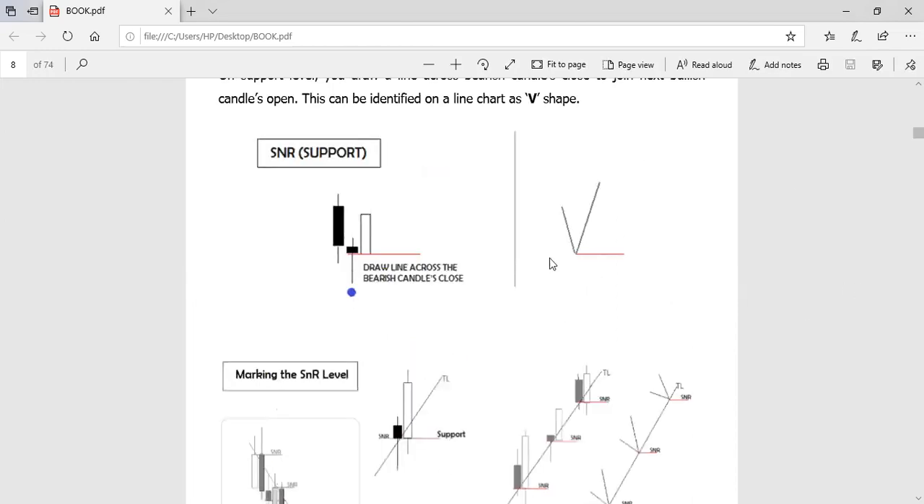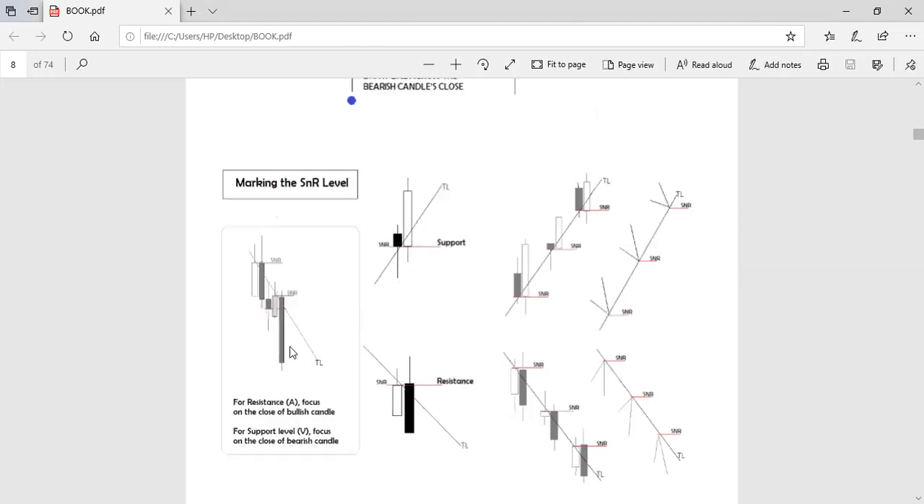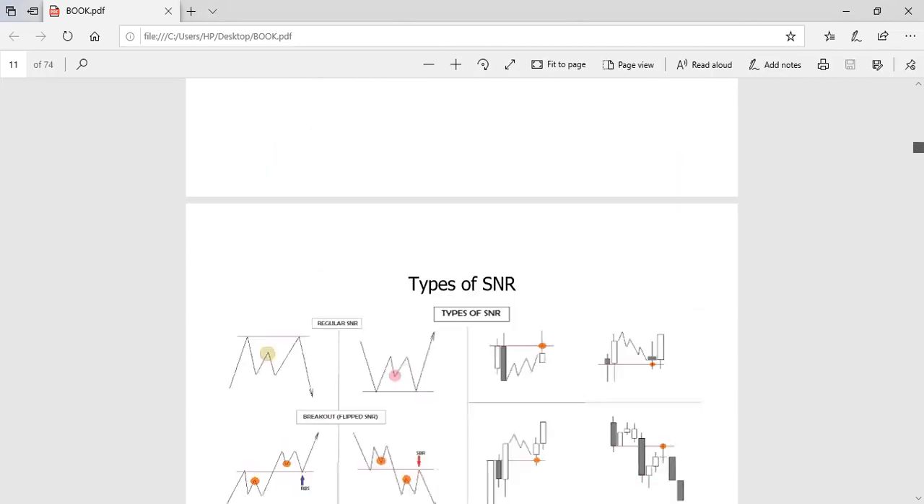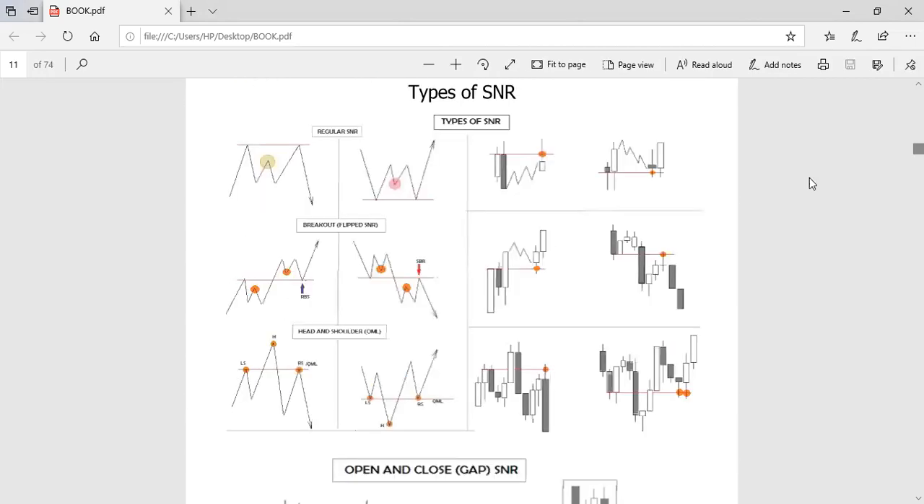So this is for support. You focus on the first candlestick on the left. You draw from the close of this bearish candlestick across to the opening of the new bullish candlestick forward. Then you mark it like that. So that's how to mark your support and resistance levels. Please focus on the body, not the wick. That was the conventional way of drawing the SNR.